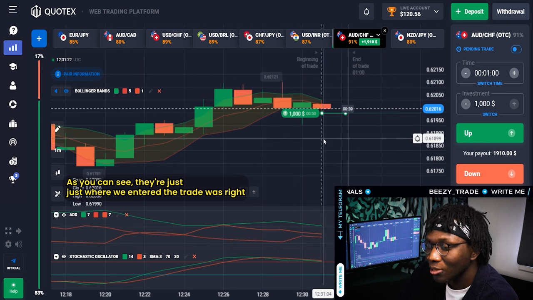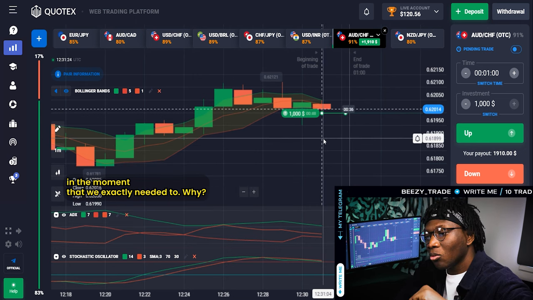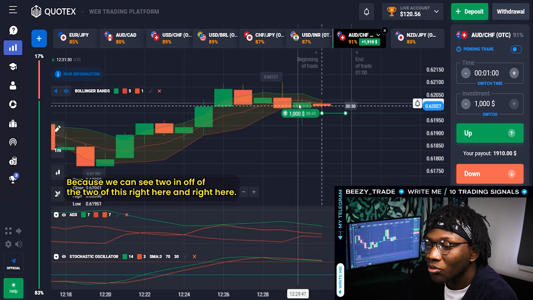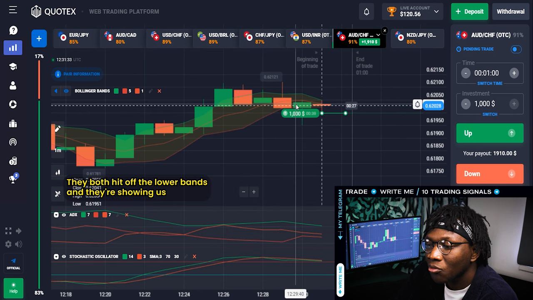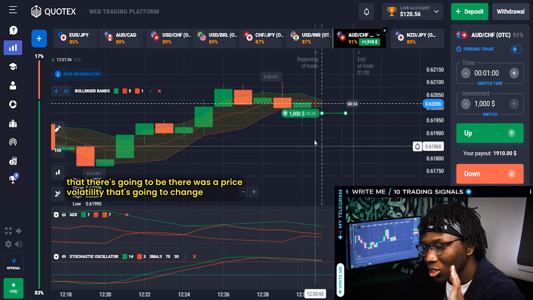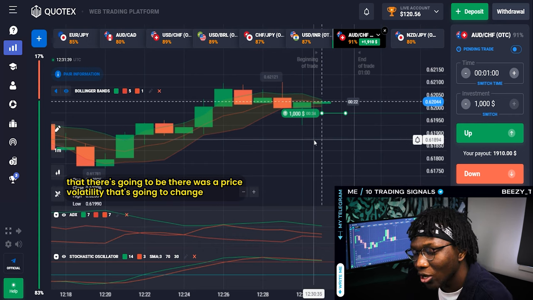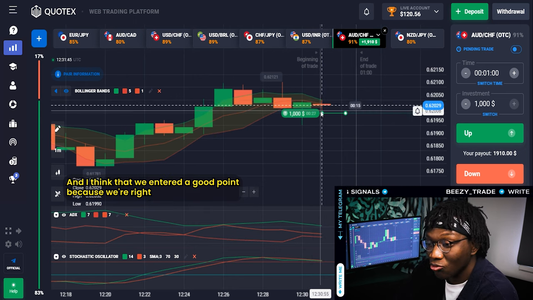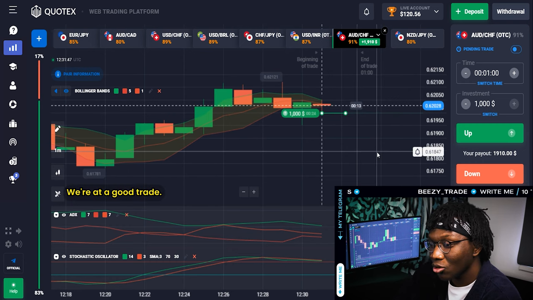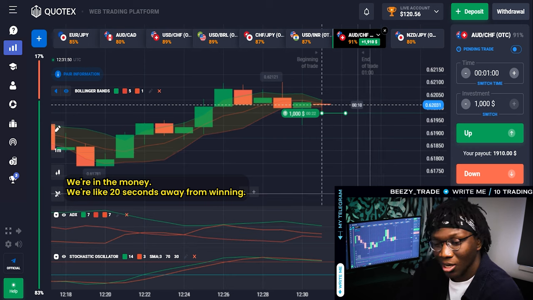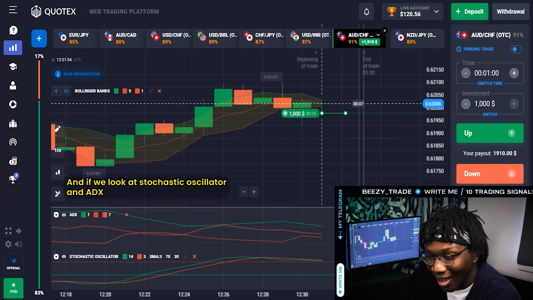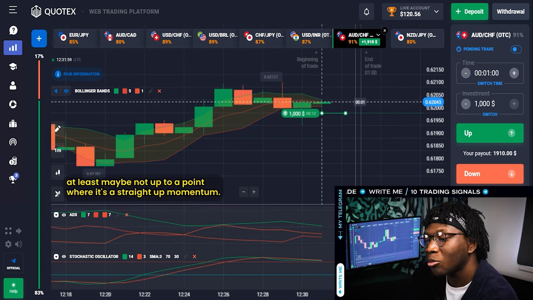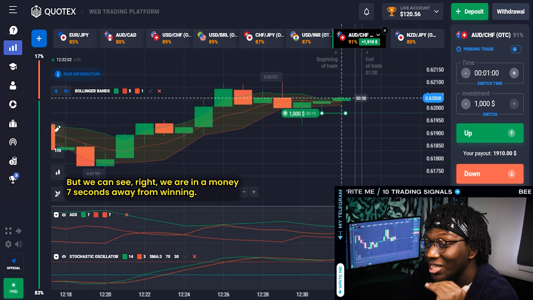As you can see, just where we entered the trade was right in the moment that we exactly needed to. Why? Because we can see two of these, right here and right here, they both hit off the lower bands. And that's showing us that there's a price volatility that's gonna change, and we're going to see a potential reversal. And I think that we entered at a good point because we're almost right at the reversal point. We're in a good trade, we're in the money, we're like 20 seconds away from winning. And if we look at the Stochastic Oscillator and ADX, they clearly show us that there is an upward momentum, maybe not to a point where it's a straight up momentum, but we can see, right?